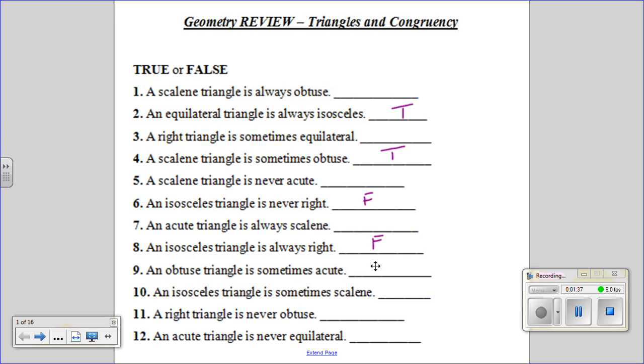Number 10, an isosceles triangle is sometimes scalene. False, because the larger the angle, the larger the side it's across from. And on an isosceles triangle, you have to have two sides the same. On a scalene triangle, no sides are the same.